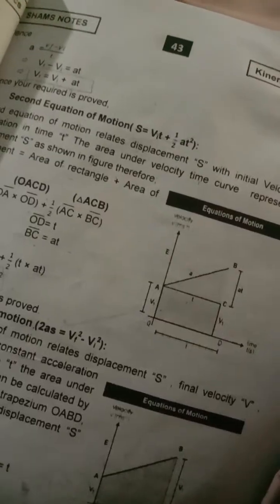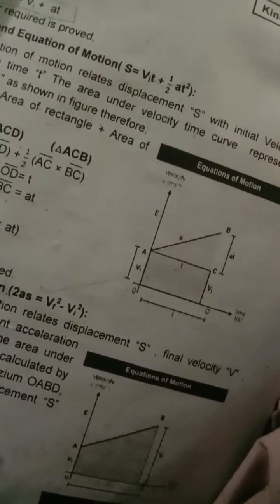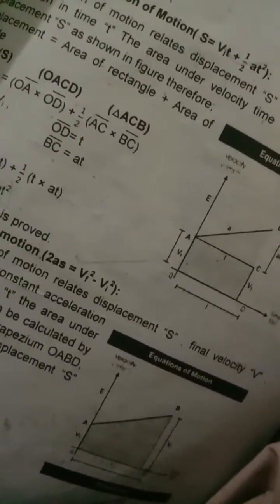The second equation of motion relates displacement s with initial velocity and acceleration in time. The area under the velocity-time curve represents the displacement, which is equal to the area of a rectangle plus the area of a triangle.